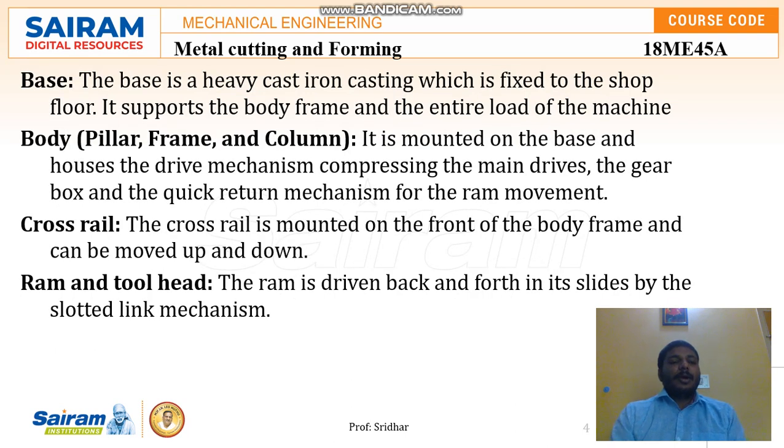The main parts: the base is a heavy cast iron casting which is fixed to the shop floor. It supports the body frame and the entire load of the machine. The body and the pillar are mounted on the base, and house the driving mechanism, comprising the main driving gears and box, which provide a quick return mechanism for the ram movement. And the cross rail is mounted on the front body frame, and it can be used to move up and down.